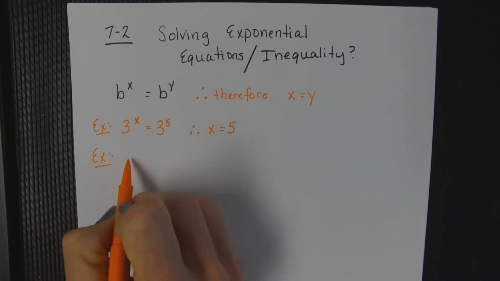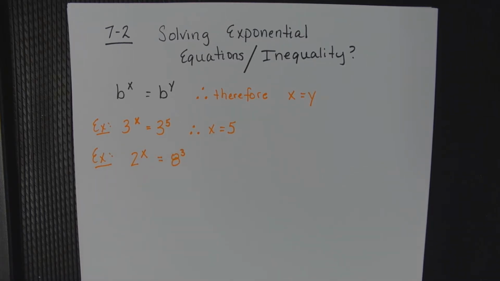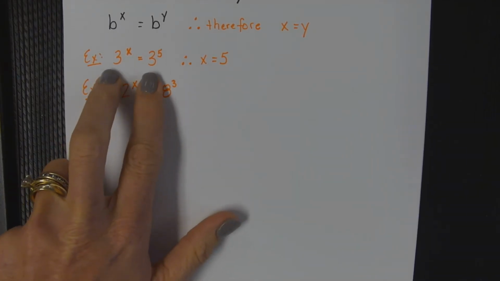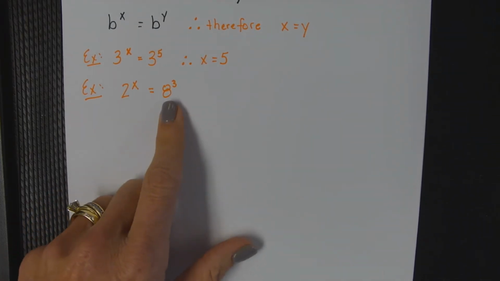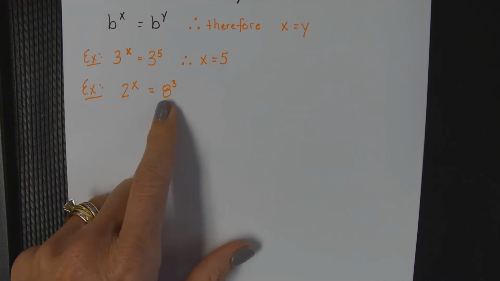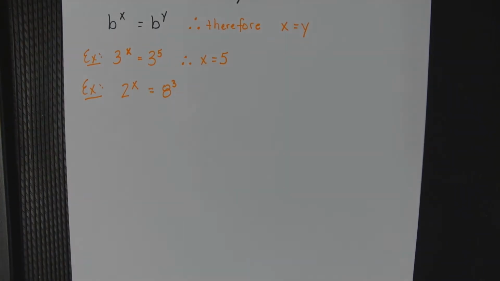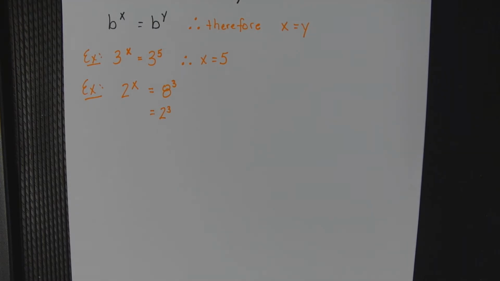Just because Cameron asked for it: 2 to the x equals 8 to the third. Hold on. So in the first example, what was our base? 3. No work needed. 2 to the x equals, look at 8. Can I not go backwards and make this a 2? No, no dividing. Think exponents. What is 2 to the third power? 8. So you're going to rewrite this as 2 to the third. Make sure you see that's the same as 8.